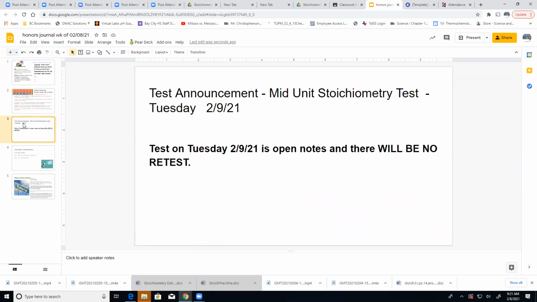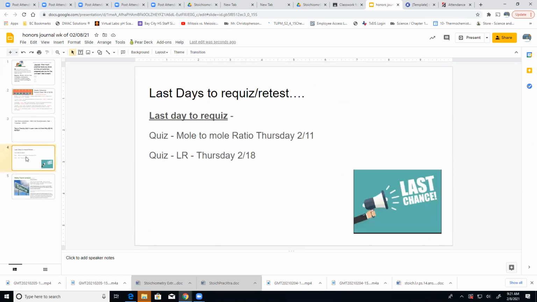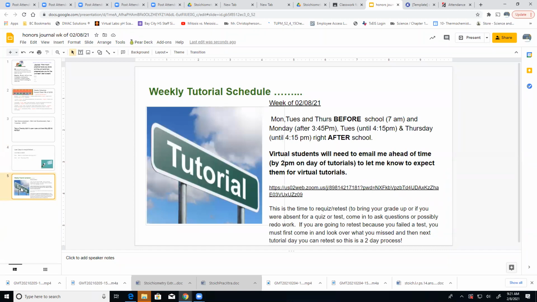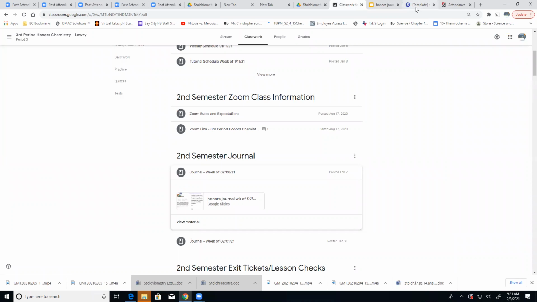The test on Tuesday is open notes, so there will not be any retest. You have a couple of days. There's only one open re-quiz this week, the mole-to-mole ratio, which we did last week, although most people did really good on that. But you could come in and re-quiz on that if you need to, for tutorials, or just come in and ask questions. My tutorials are listed up there at the top. I have duty now on Monday, so I will have tutorials, but not till after 3:45. The rest of them are listed up there. Anybody have any questions on any of that? All righty. Then let us move on to the fun world of stoichiometry.